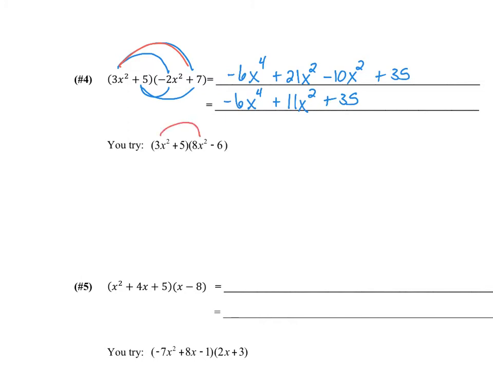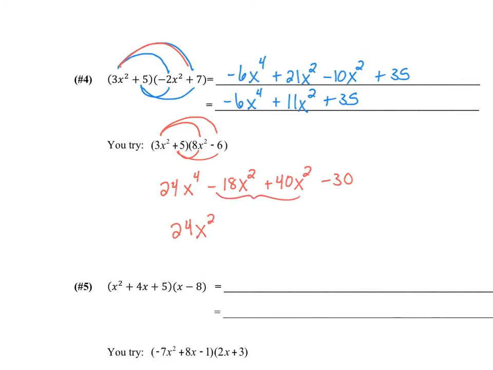3x squared times 8x squared. 3 times 8 is 24. X squared times x squared is x to the fourth. 3x squared times negative 6 is negative 18x squared. 5 times 8x squared is positive 40x squared. And 5 times negative 6 is negative 30. And then we combine like terms. So there's a 24x squared. Negative 18 plus 40 is positive 22x squared minus 30.